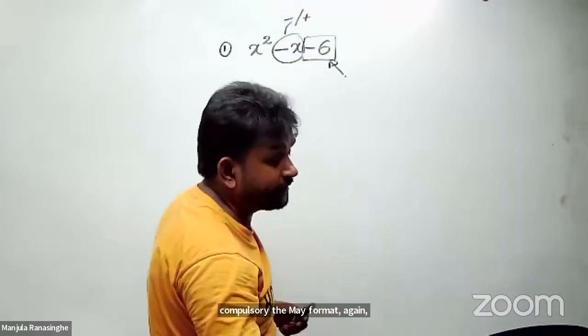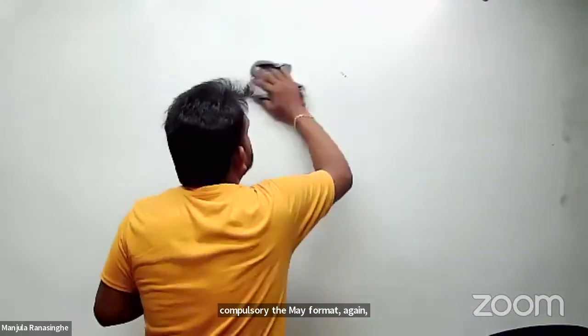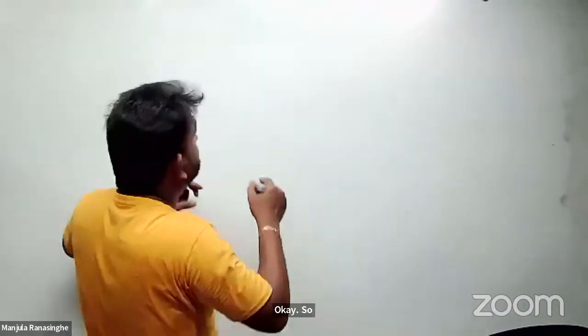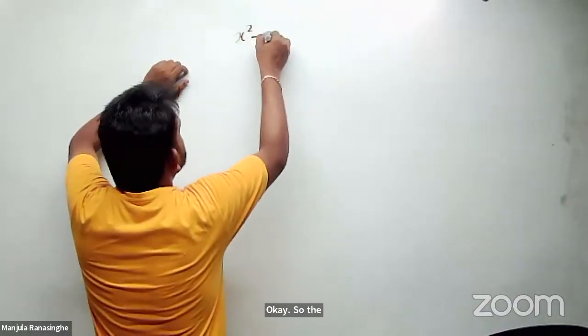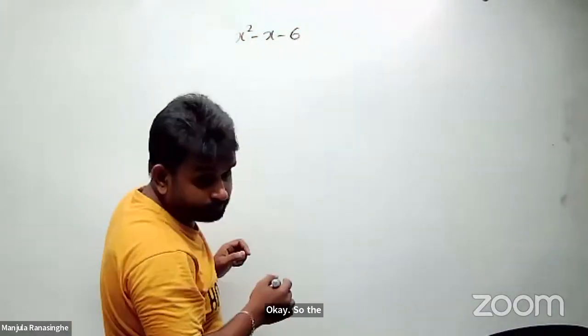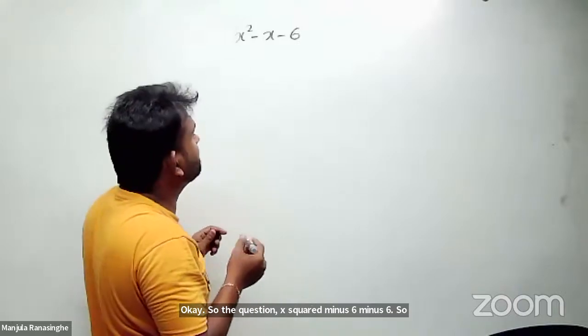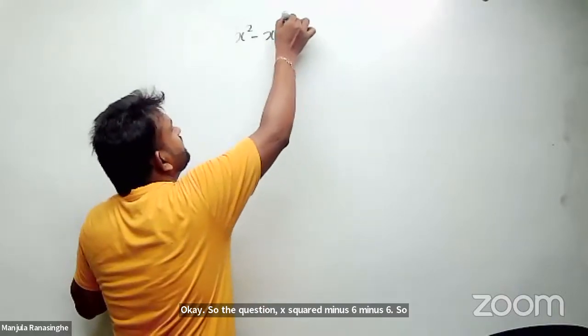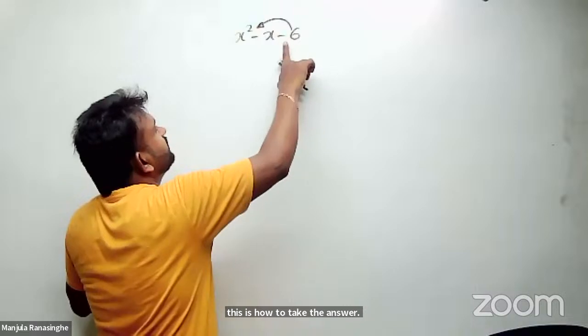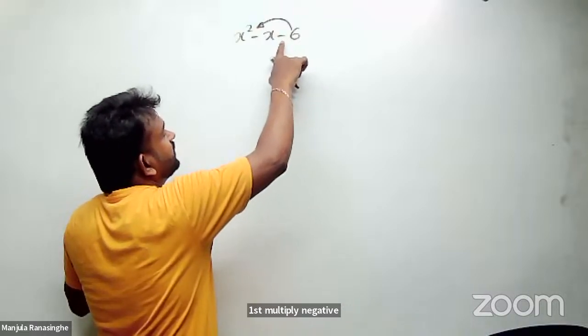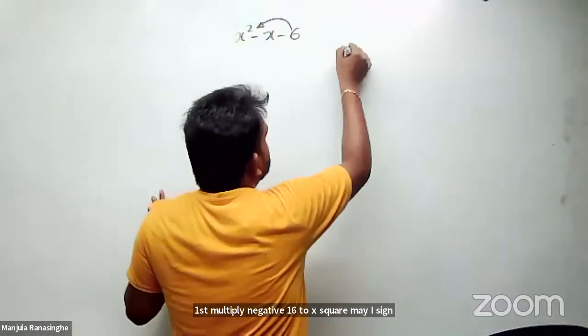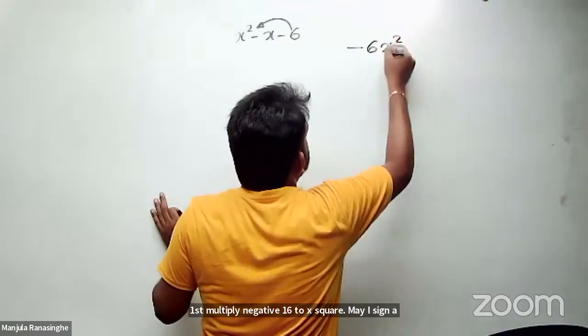That is compulsory. I will tell you. Right. Okay. So the question is x squared minus x minus 6. This is how to take the answer. First multiply negative 6 into x squared, with its sign. Negative 6 into x squared is negative 6x squared.